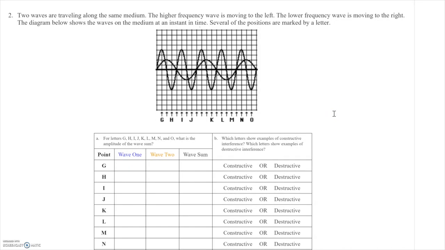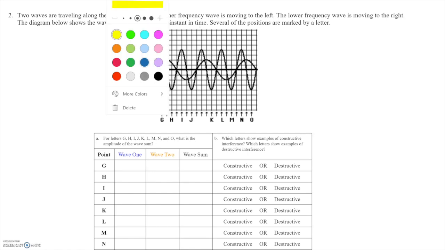Let's move on to number 2. Two waves are traveling along the same medium. The higher frequency wave is moving to the left and the lower frequency wave is moving to the right. I'm going to go ahead and highlight these waves in different colors so that we can refer to them later on in our table. And so I'm going to say the higher frequency wave will be in blue.